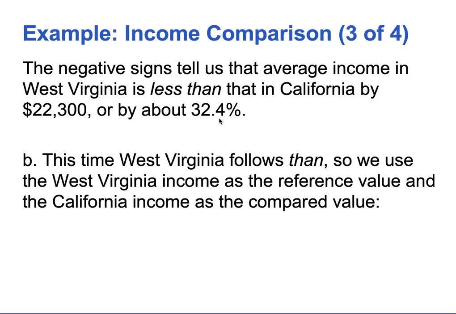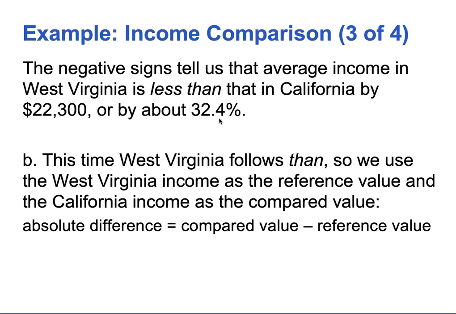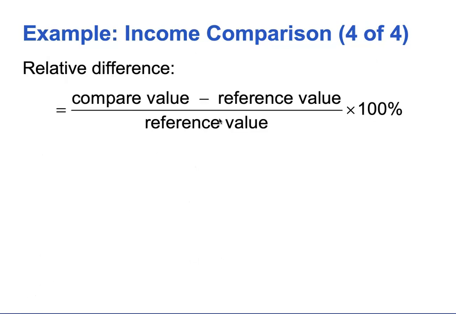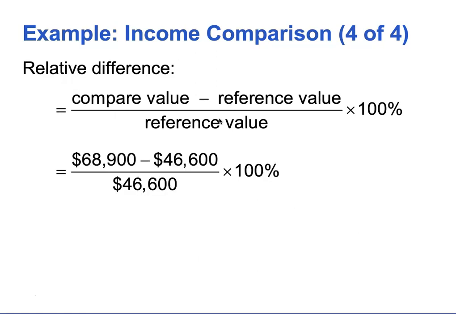B, this time West Virginia follows "than," so we use West Virginia's income as the reference and California as the compared. All right, so it's all in the wording, when you're looking at the one you reference to what you're comparing it to. So we're going to switch them around this time. So absolute difference is your compared minus your reference. So we're going to take California, which is 68,900, minus the 46,600, and you get 22,300. The relative difference is the compared value minus the reference value divided by the reference value, which gave you the 22,300, and you're going to divide that by the 46,600.